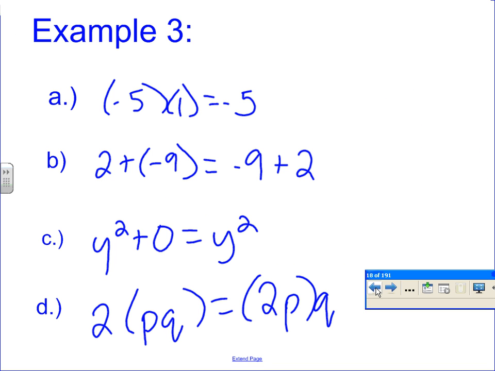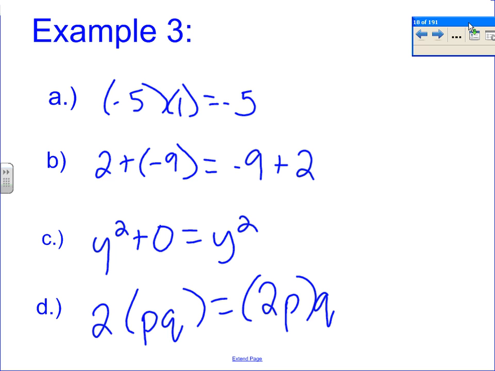Examples 3, 4, and 5. So page 3 in your notes, you can put your homework away. Examples 3, 4, and 5. All right, first one, Charles. Good. Identity, and I'm going to abbreviate here a little bit. Property of multiplication. If you multiply something by 1, you get itself.